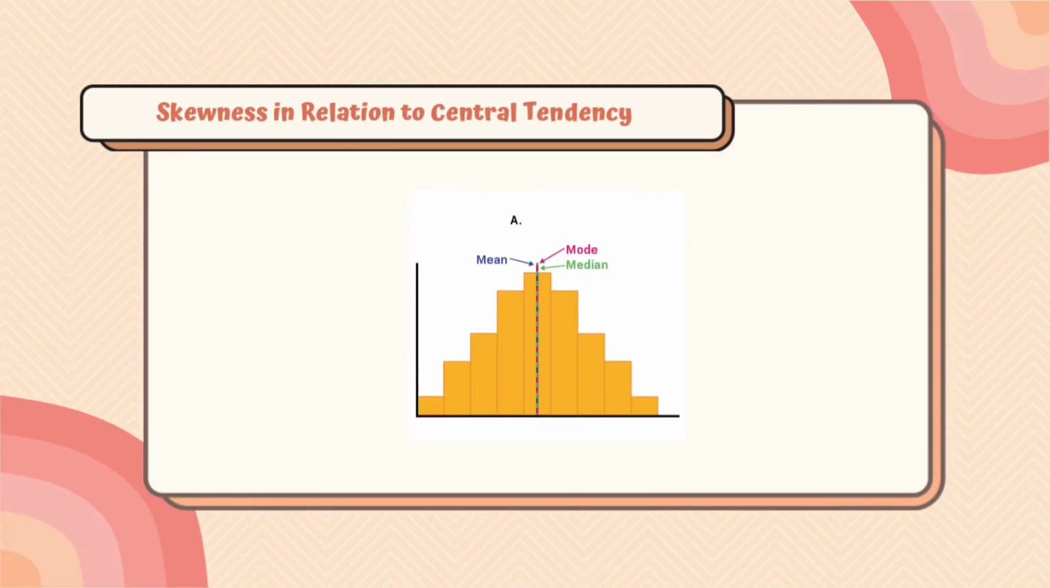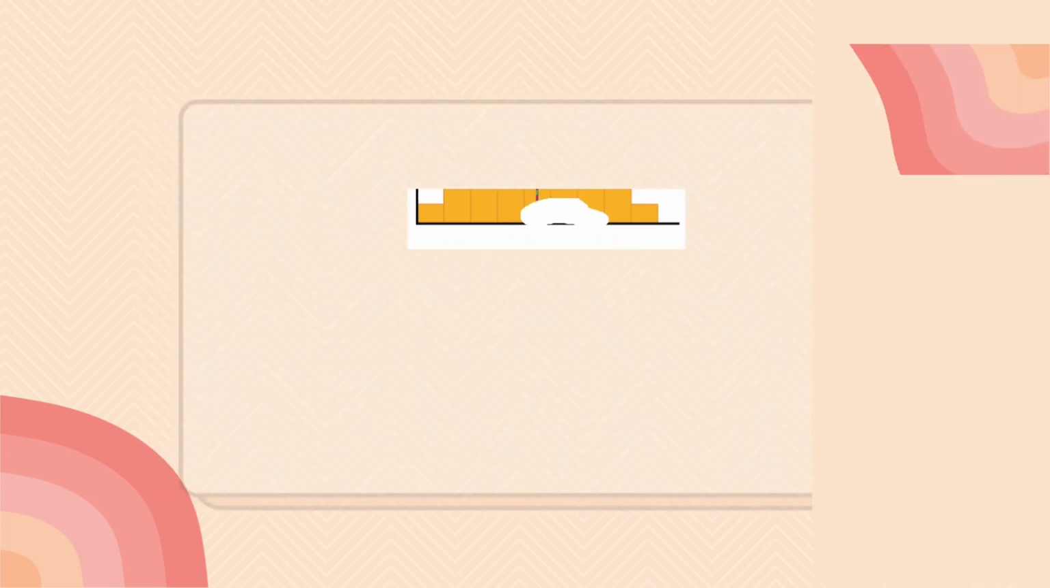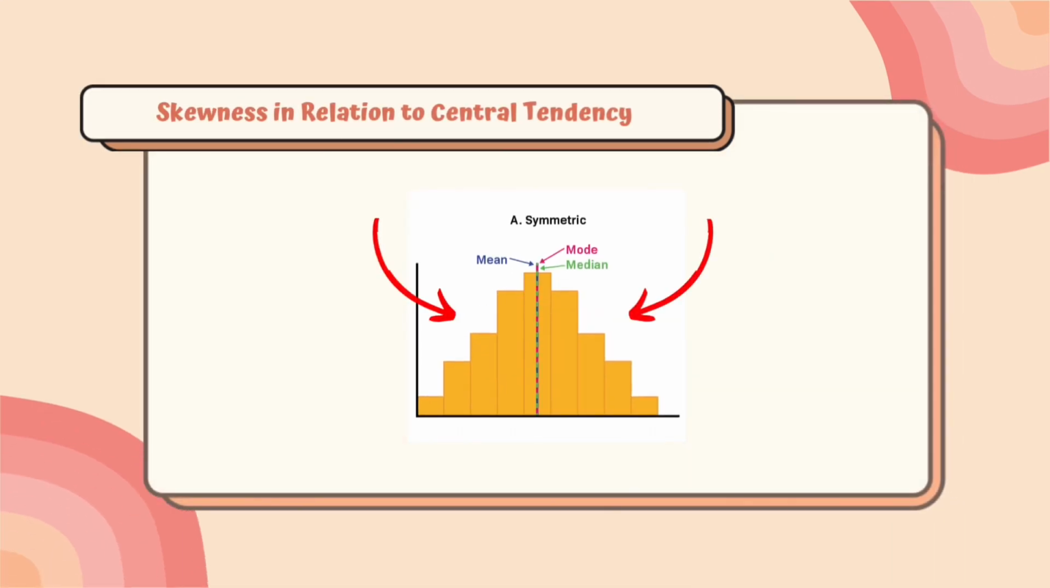Now, how does the shape of a skewed distribution influence the measures of central tendency? There are different types of skewed distribution. Consider the first histogram given. Histogram A shows a perfect form of a bell shape. Clearly, it's a symmetric distribution having the line in the middle. Notice that the left side is basically identical to the right side.